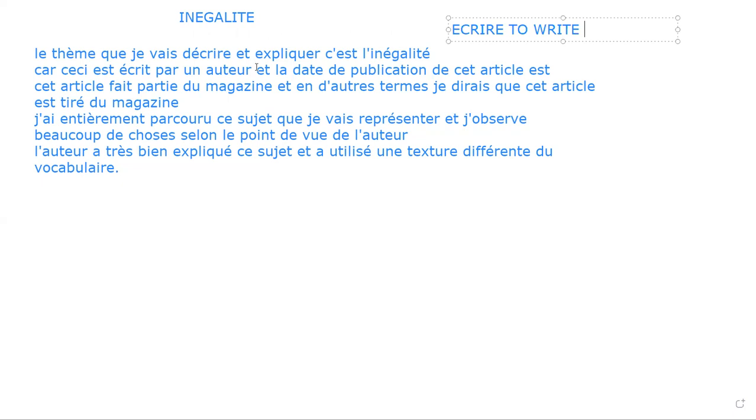The date of publication of this article is, for example, the 24th of March, blah blah blah. I will say, et la date de publication de cet article est 24 mars, 24 avril, 24 septembre, anything. Is it clear to you?